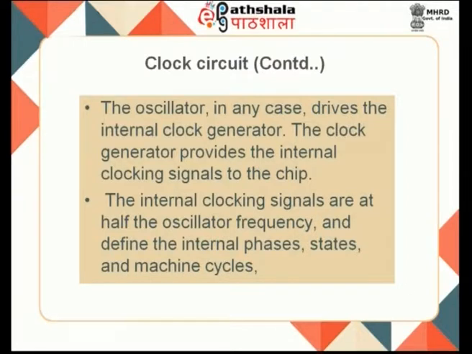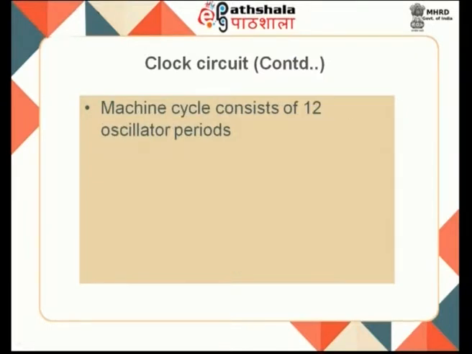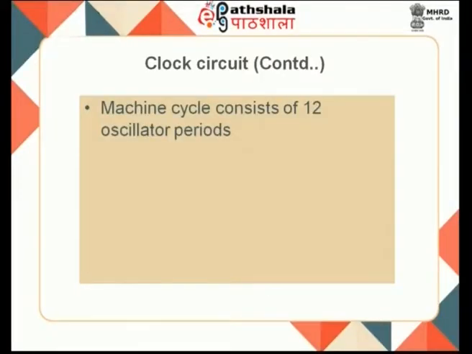The oscillator in any case drives the internal clock generator. The clock generator provides the internal clocking signals to the chip. The internal clocking signals are at half of the oscillator frequency and define the internal phases, states and machine cycles. Remember that when I am looking at a processor, I need to have 12 oscillator periods to have one machine cycle. What it means is, if I want to do one process in a machine, it needs 12 oscillator clock cycles to do that.